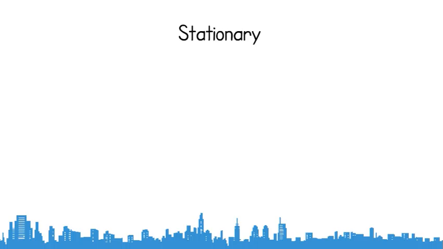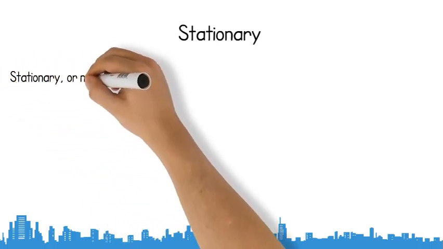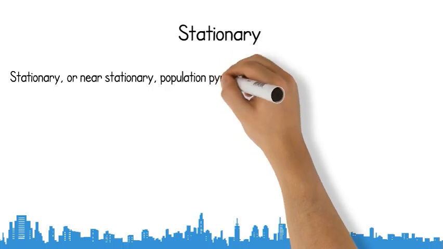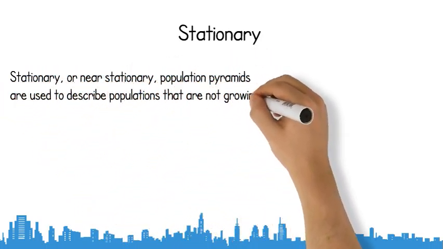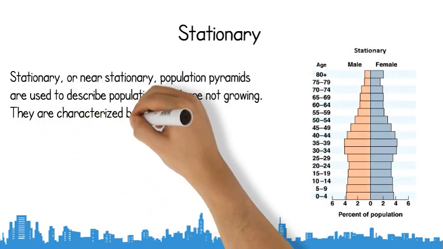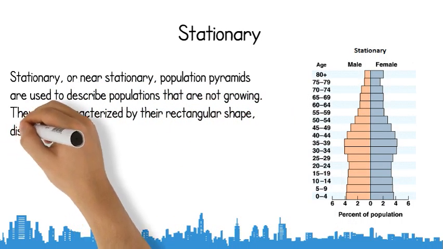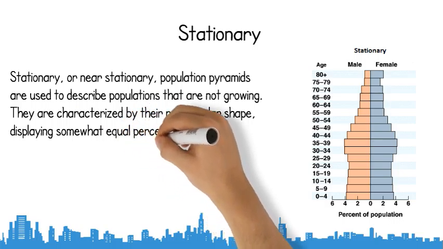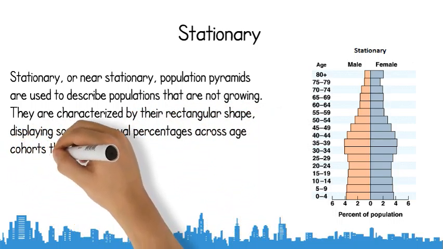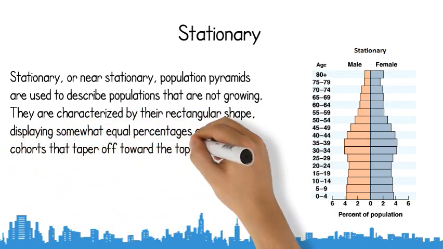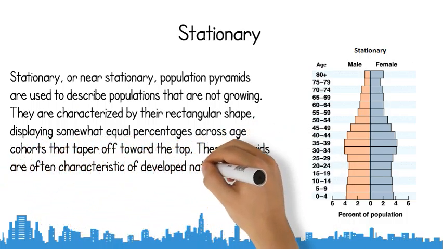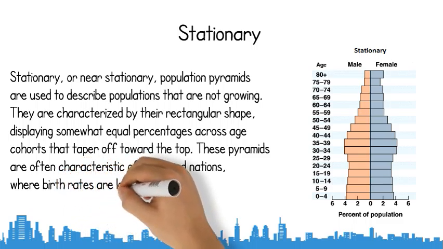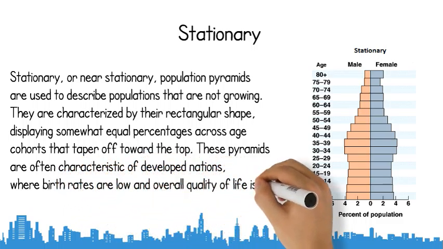Stationary. Stationary or near stationary population pyramids are used to describe populations that are not growing. They are characterized by their regular shapes, displaying somewhat equal percentages across age cohorts that taper off towards the top. These pyramids are often characteristic of developed nations, where birth rates are low and overall quality of life is high.